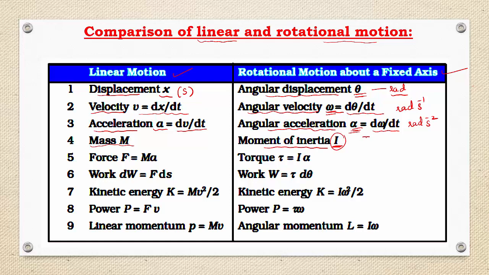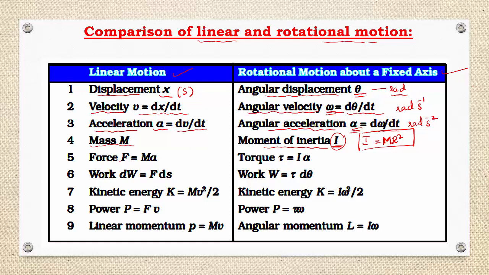Moment of inertia is denoted by I, and it is given by the equation I equal to mr square. So we have studied moment of inertia in the last session. The product of total mass of a rigid body and square of perpendicular distance between axis of rotation and center of mass. R is also called the radius of gyration. So for linear, we considered mass, and for rotational motion, we considered moment of inertia.